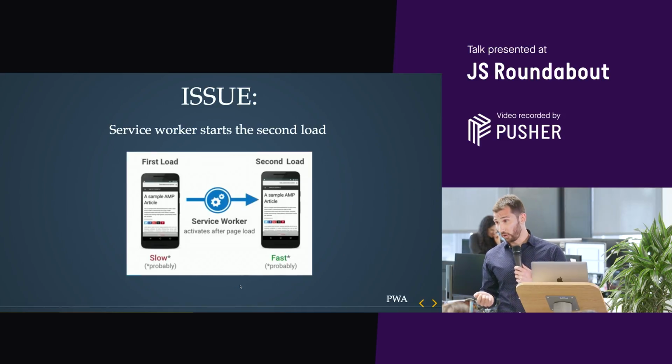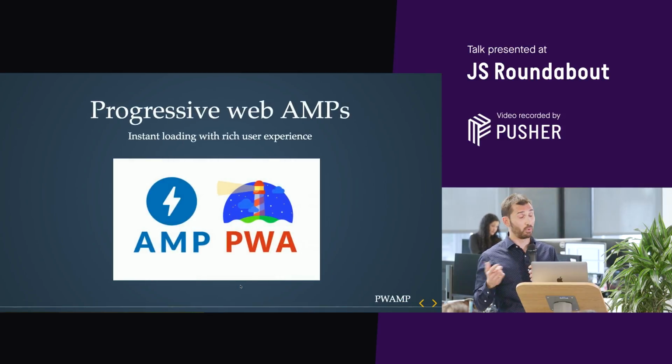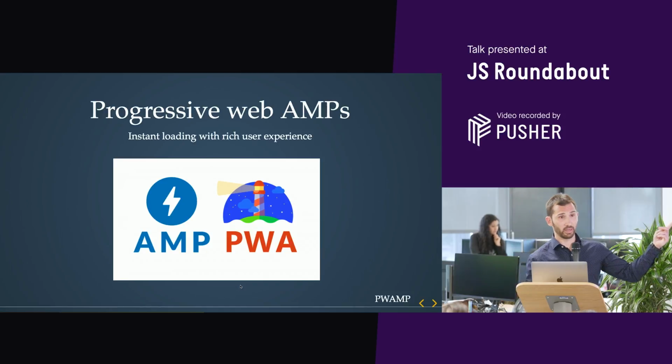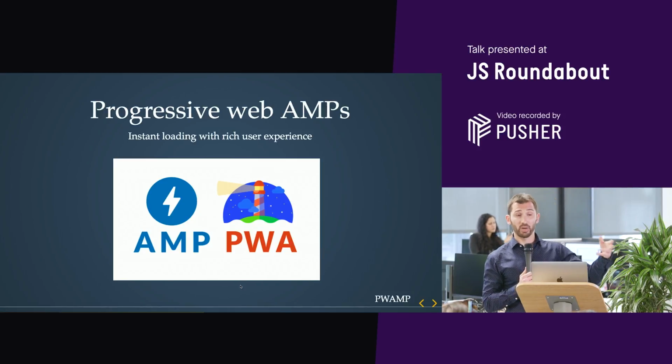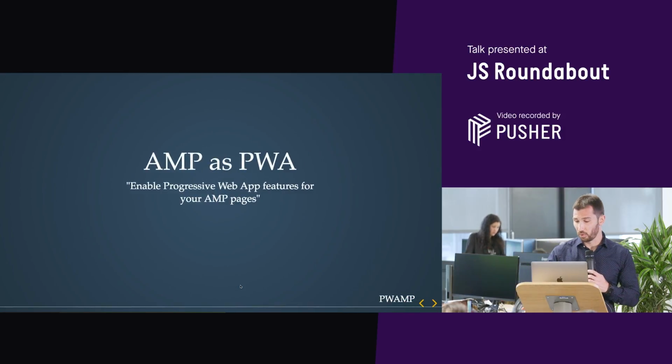So the first time you're loading it, it won't give you the benefit that you're using PWA for. So the question is, how can we try to fix this problem and the AMP problem, merging them together? Because as we've seen earlier, AMP allows us to have an instant loading, but doesn't give us a rich user experience. So taking them both together, we can try to merge them and benefit from both AMP and PWA.